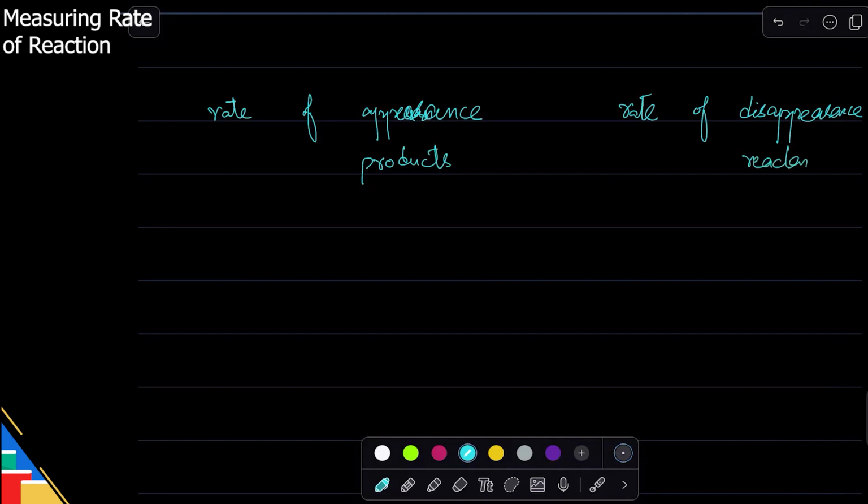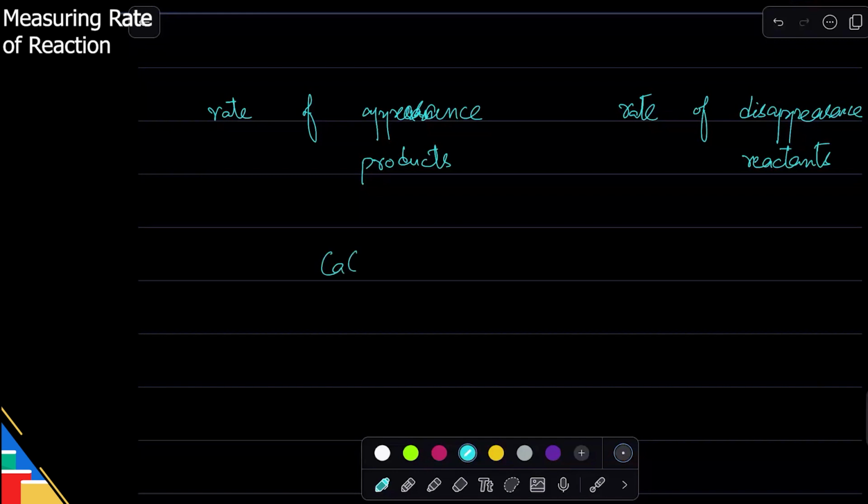Reactants. So in any reaction that you do or in any method that you mention, you have to see what is going to appear and what is going to disappear and which one you're going to pick. So no matter what the reaction, when you're designing how to find the rate of reaction, you look at what appears or what disappears. So I'll give you a simple example.